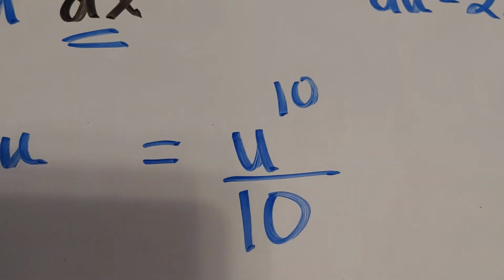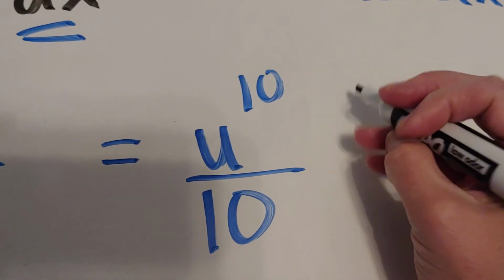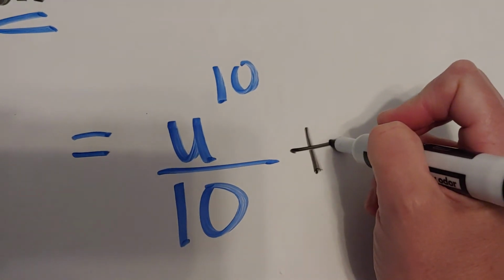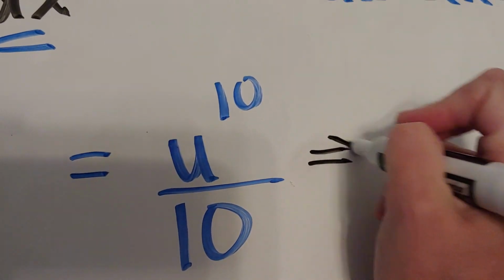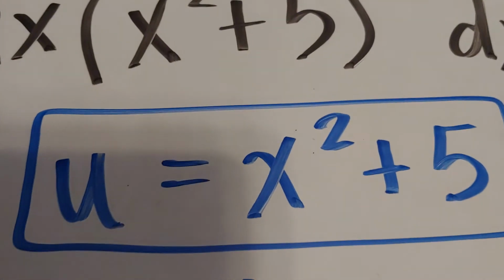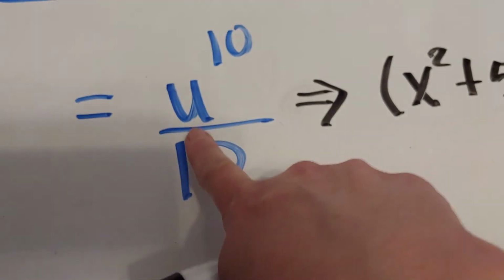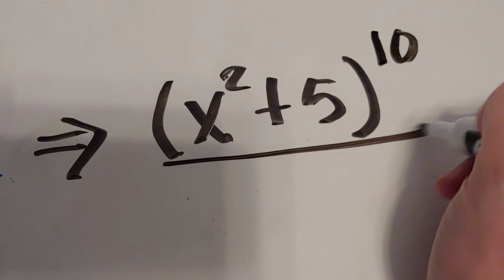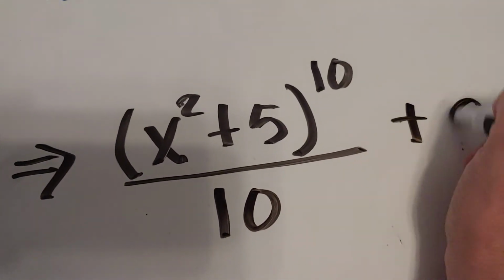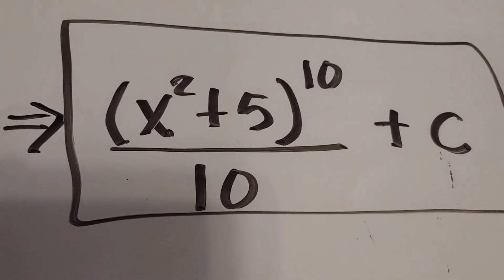Now we are almost done, but do not call it good yet. Yes, we need to add a plus c, but more importantly, the original problem was in x's. So I'm going to replace this u by x squared plus 5, because that's what u equals. So we get x squared plus 5, to the 10th, divided by 10, plus c. All right, there's our first substitution problem done.